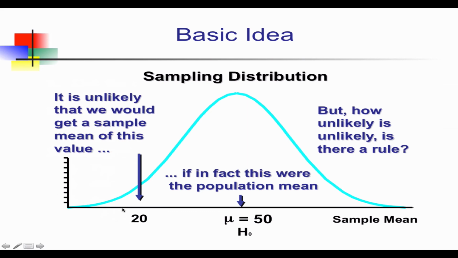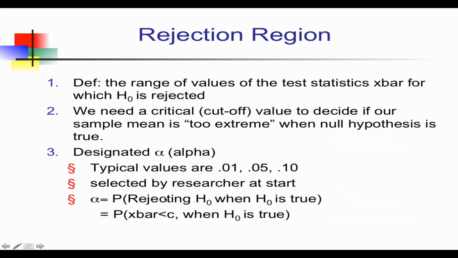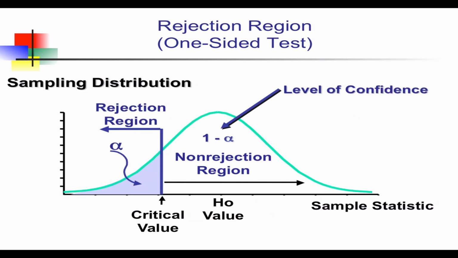And if your x bar is less than C, it's on the left-hand side of C, you reject. So rejecting the null hypothesis in mathematical language really means x bar is less than C. So that means alpha equals the probability of x bar is smaller than C, conditional on H null is true. So this is how we decide this critical region.